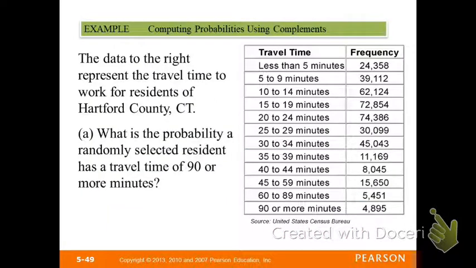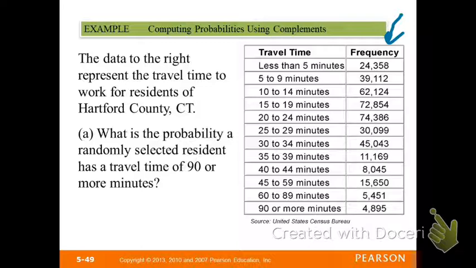It becomes really helpful when we start doing cumulative probabilities, and this is an example of how it could work for us. The data to the right represents the travel time to work for residents of Hartford County, Connecticut. Now, this is a frequency distribution, not a relative frequency distribution. When we're finding probabilities, we want to use relative frequencies, so we've got to go back to Chapter 2 and determine how to convert these frequencies to relative frequencies. But we're not going to have to do all of these. Let's look at what we could do to answer these questions.